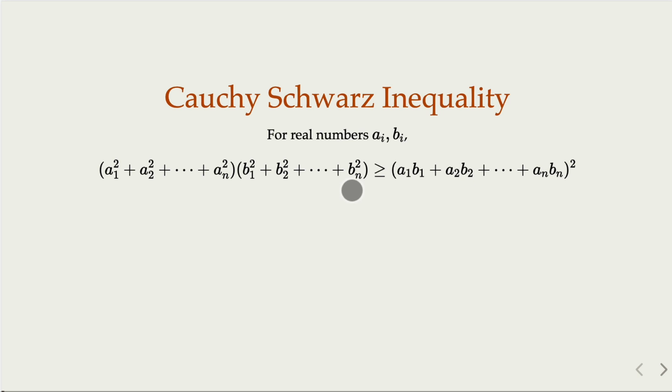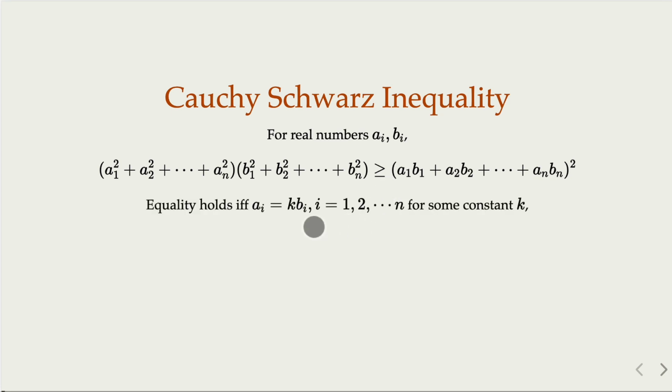this is the result. And the equality holds when a_i, b_i are proportional. That is, the ratio is a constant k. Or, of course, if one of the sequences is just all zeros.